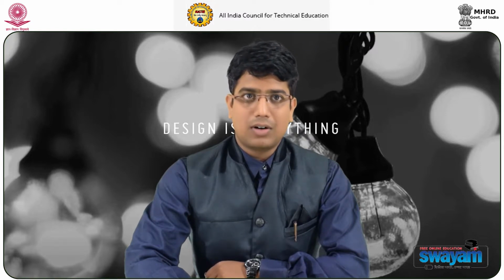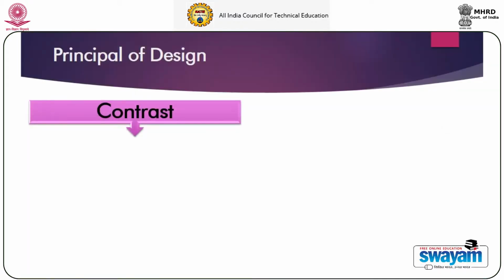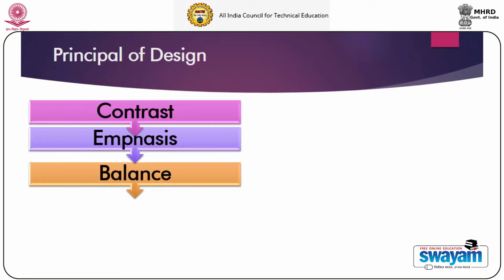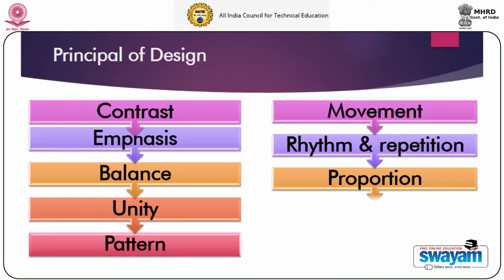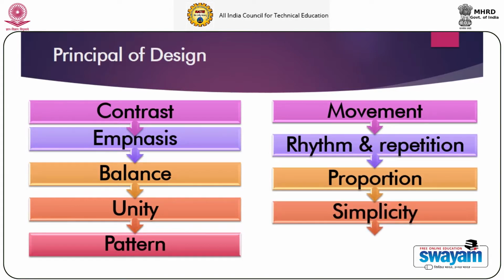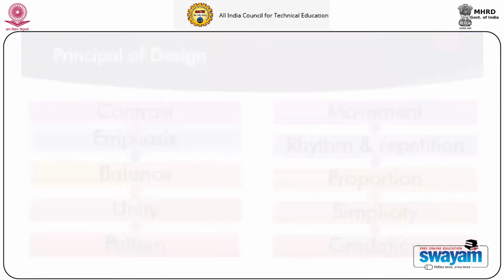So, if you talk about designing, we should know about the elements of design. Elements of design means the basic components involved in creating any design, whether it's a form of print or web. Before we start designing, we should know about the principles of design. There are 10 principles of design. They are in a particular order. First, contrast, emphasis, balance, unity, pattern, movement, rhythm and repetition, proportions, simplicity, and the 10th one is gradation.